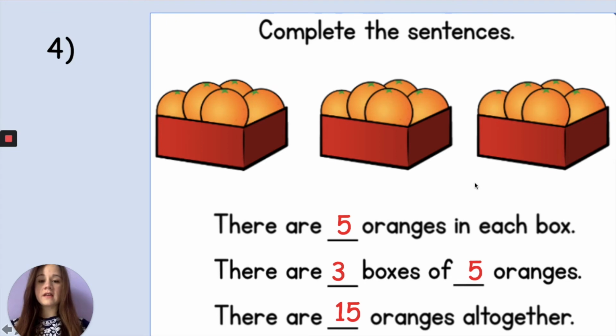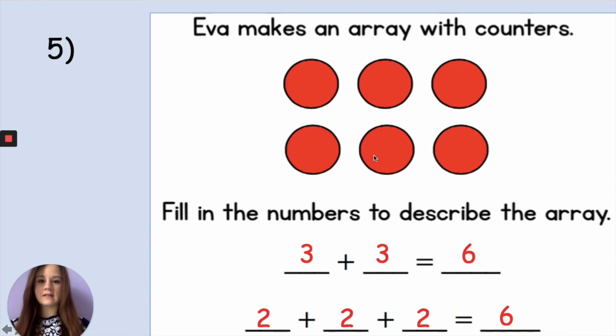Now you could have individually counted each orange, or you could have counted it in 5s 3 times. 5, 10, 15. Well done if you got that correct.